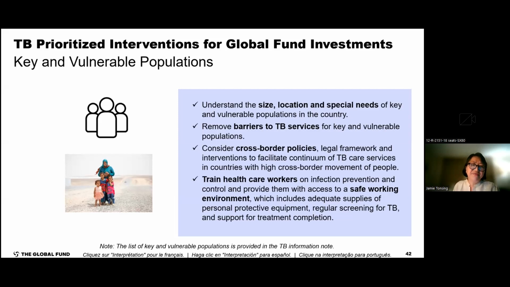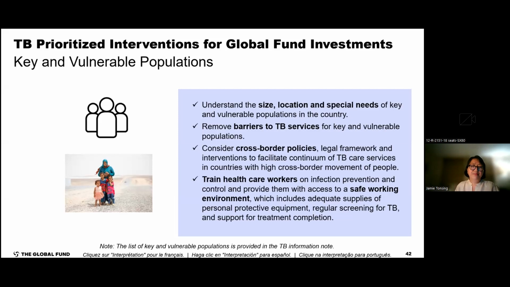So in every country, we encourage people to look at the size, the location, special needs of your key populations, what are the barriers that they face in accessing care, and then addressing those barriers. Cross-border policies should be in place, especially between countries where there's high movement across the border. And let's not forget that our healthcare workers are another key, very high-risk group for TB.